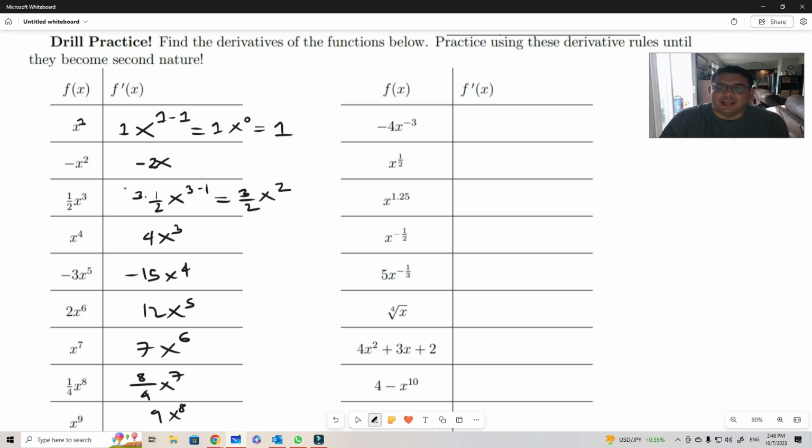Now we can have some scenarios where we have negative exponents and they work exactly the same way. So here you have minus 4, and then what's going to happen with the derivative is that this minus 3 goes down here to multiply, and this is minus 3 minus 1. So as you can probably guess, this becomes a 12 x to the minus 4. Okay, and that's it. So not a lot of changes.